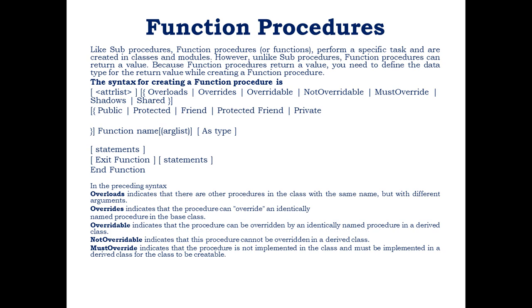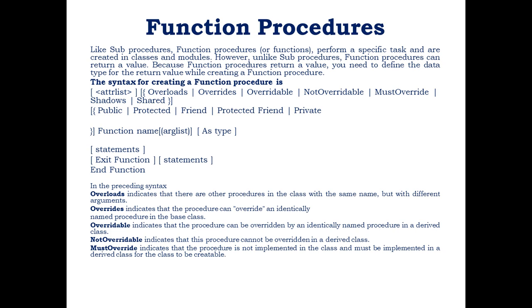The optional cases are attribute list, overloads, overrides, overridable, not overridable, must override, shadows, shared. The different types of access modifier, which are also optional, are public, protected friend, protected, friend, private. Function is the keyword. Name is the name of the function procedure. Argument list as type, data type. Statement, exit function, statement, end function.